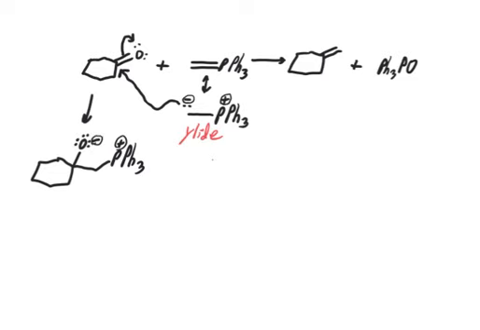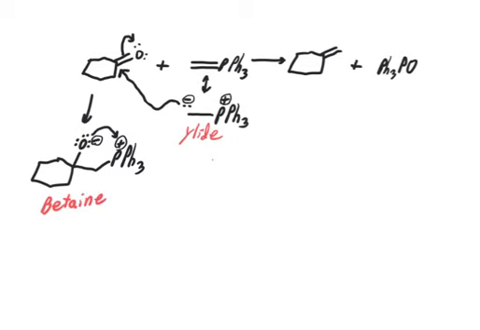Phosphorus and oxygen have a very strong bond, and what happens is this attacks here to close the ring to give a four-membered ring. Before I forget, this intermediate is betaine, B-E-T-A-I-N-E. That's the name of it.